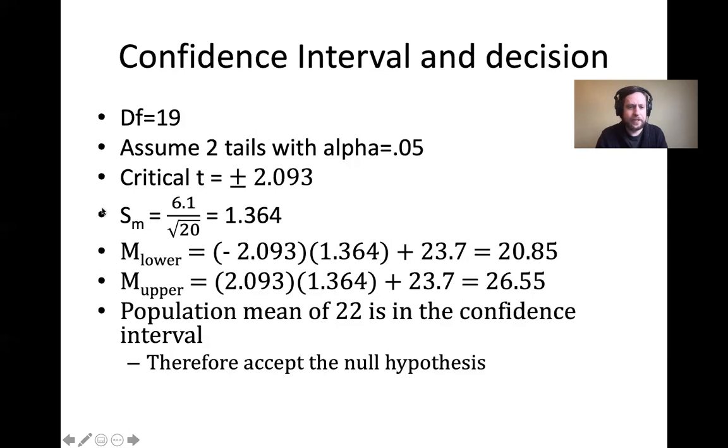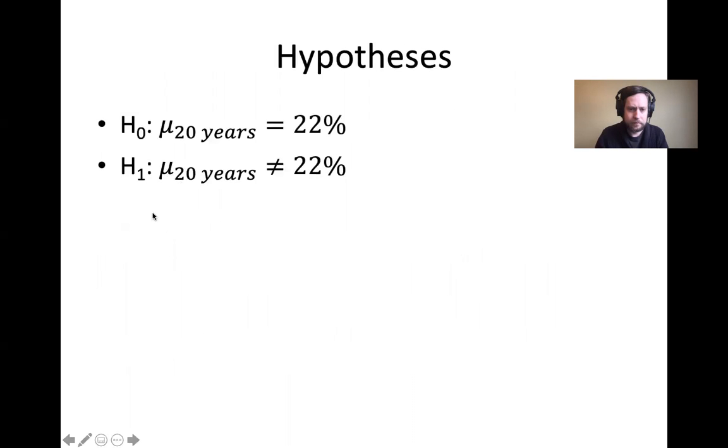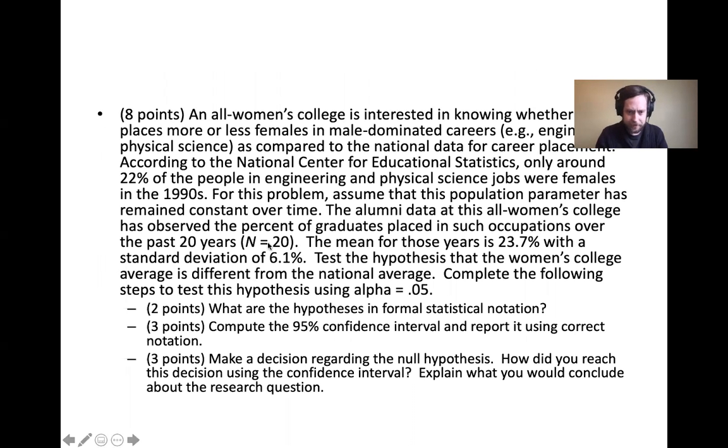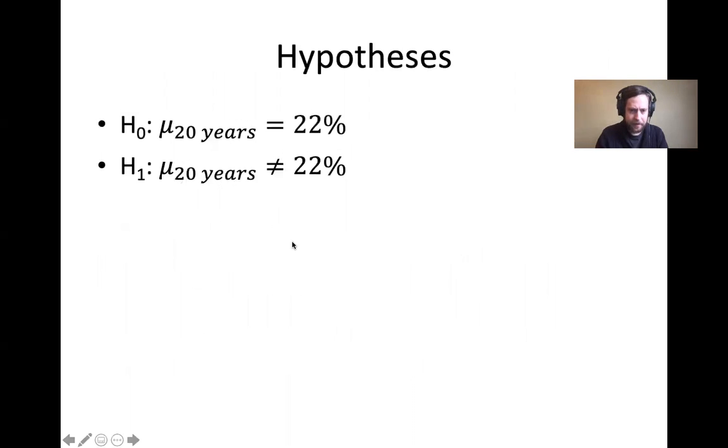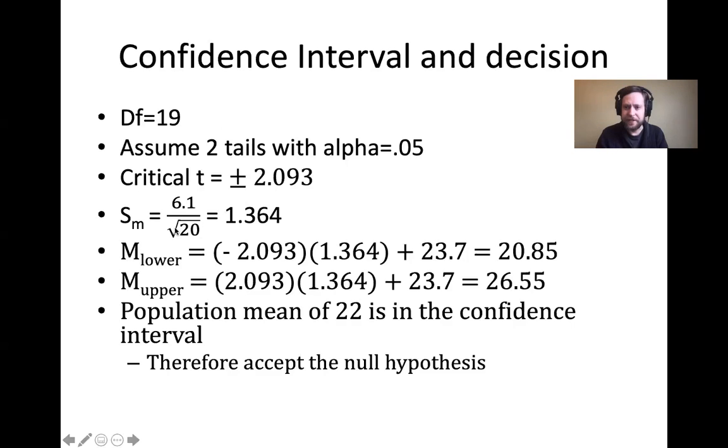So let's make sure we understand how we calculated this estimated standard error, 1.364, because as you can see, it appears right there. You are going to have to know how to calculate that, for instance, for the final test. So that's 6.1. That comes from the sample standard deviation, which is right here. And the 20 comes from the sample size, which is 20. So 6.1, the sample standard deviation, divided by the square root of the sample size 20 gives you 1.364.